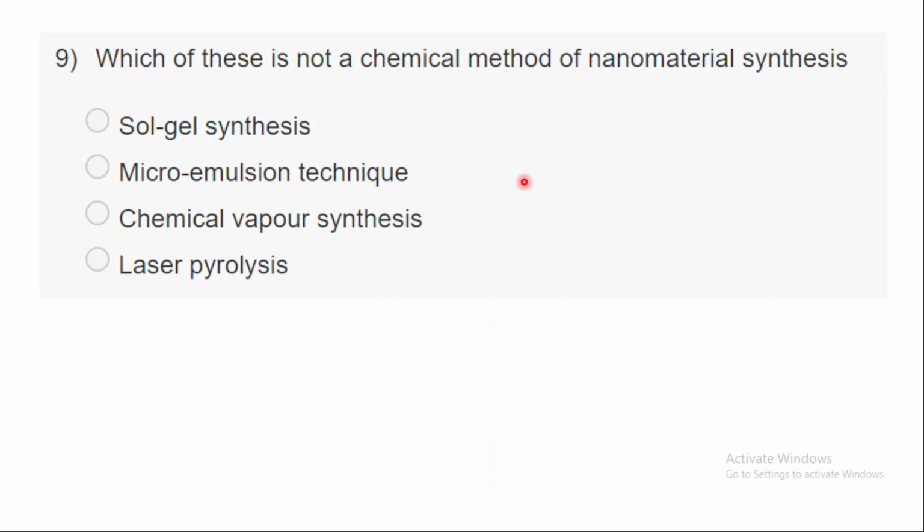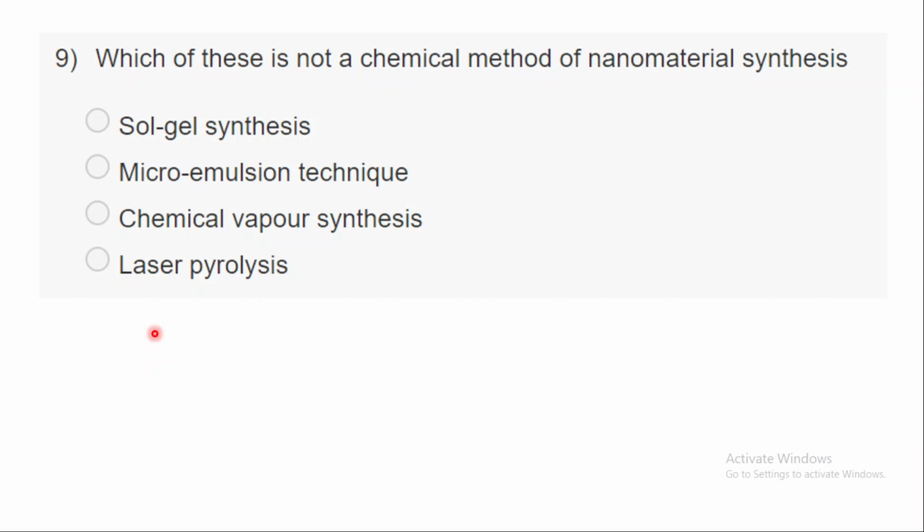Please try to focus on the ninth question here. Which of these is not a chemical method of nanomaterial synthesis? Sol gel synthesis, micro emulsion technique, chemical vapor synthesis, or laser pyrolysis? I'll wait for students to try to solve this question.